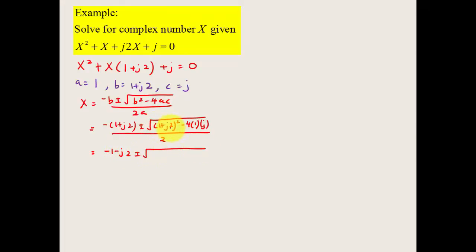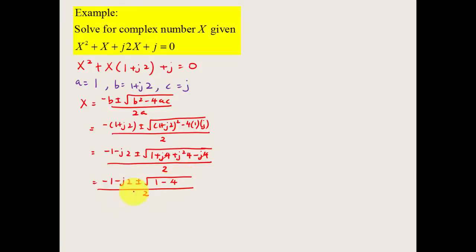Inside the bracket, 1 plus j2 entire thing squared would be 1 plus j4 plus j squared 4. Within the square root, j4 and j4 cancel each other out. And j squared 4 will be equal to, what is j squared 4 equal to? Correct, because j squared is negative 1, j squared 4 is negative 4. So I have 1 minus 4 inside the square root.